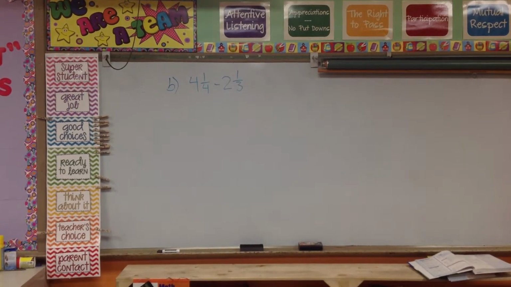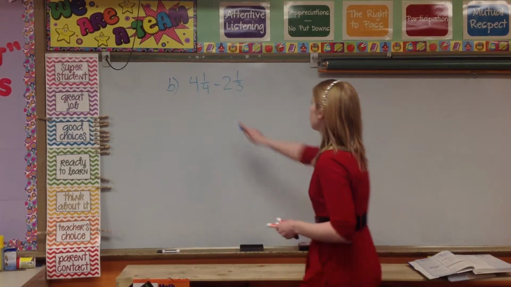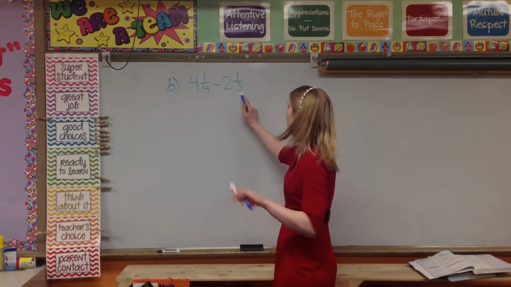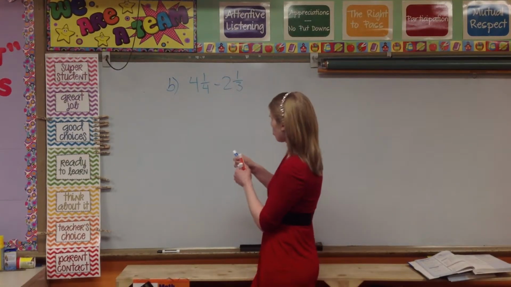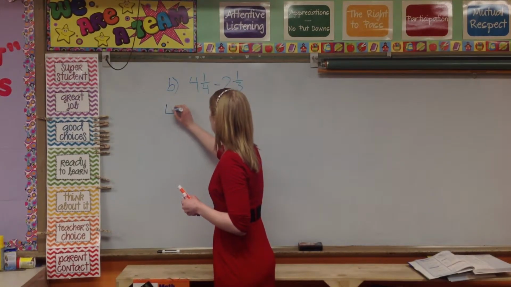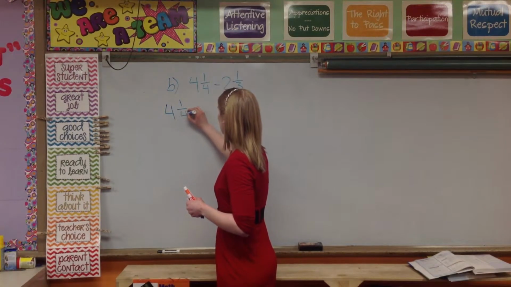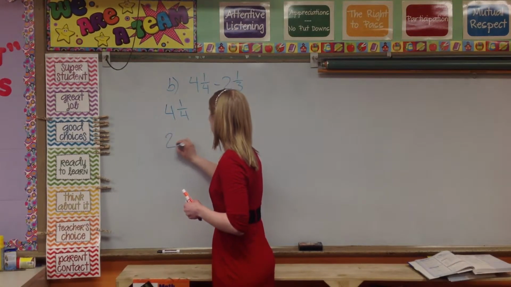Lesson practice B is 4 1/4 minus 2 1/3. This time we have different denominators, but we still have to make them common. So now we know that 4 can't go into 3, and we know that 3 can't go into 4, so we have to multiply them. So I will begin by writing them each individually. 4 1/4 and 2 1/3.